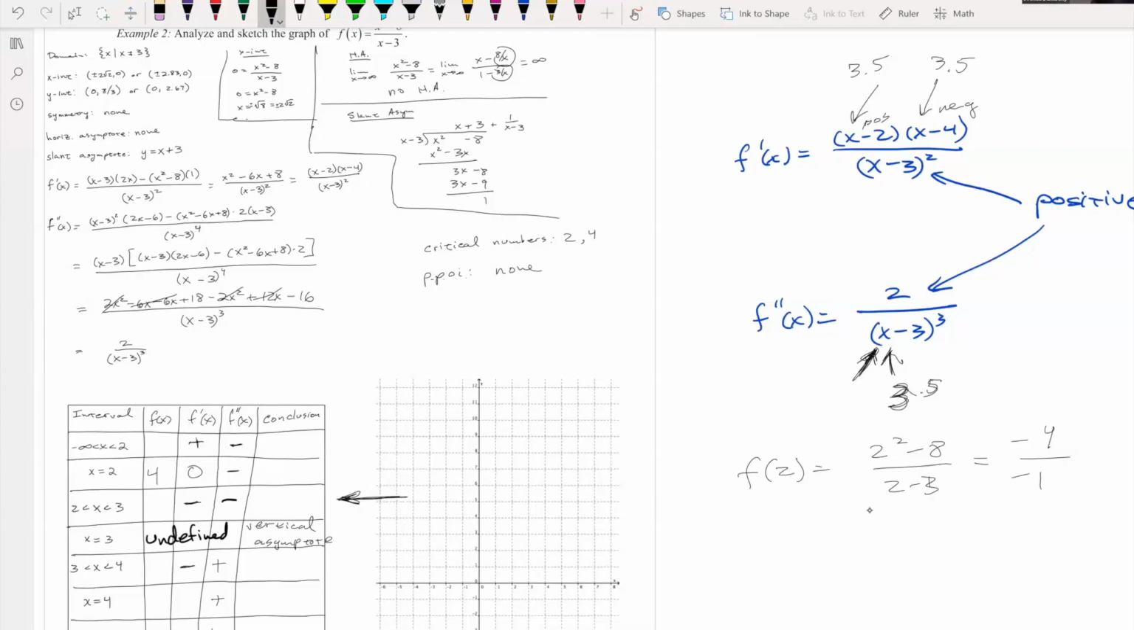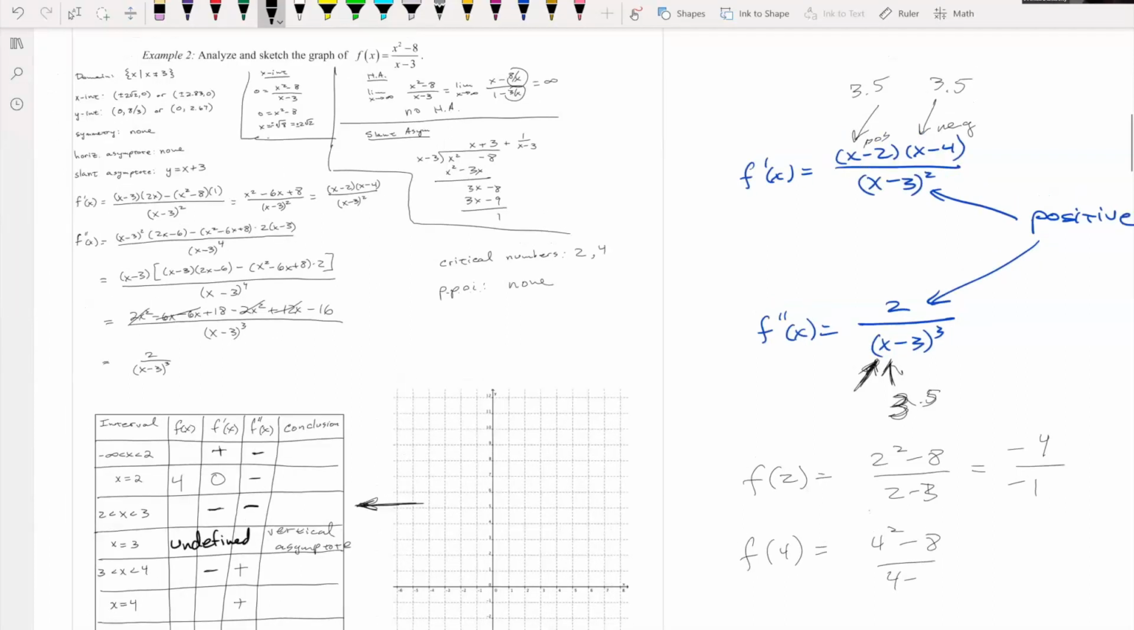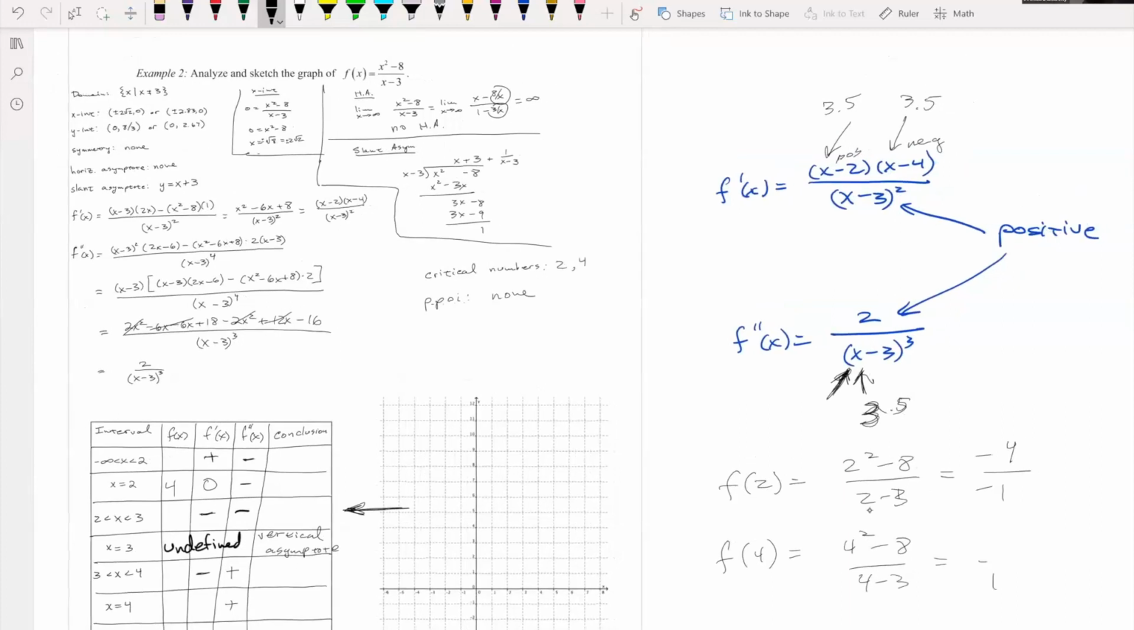If we plug in 4 into our original function, f of 4, it's going to be 4 squared minus 8 over 4 minus 3. That gives us a 1 in the bottom and 8 on top. So that is an 8. Plugging in 4 into the first derivative gives us a 0. And then plugging in something bigger than 4 gives us a positive over a positive.